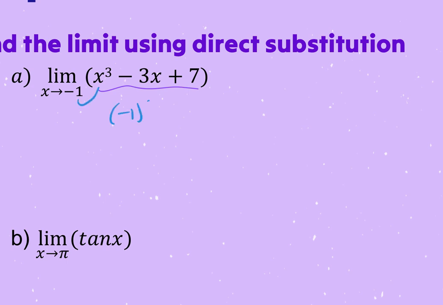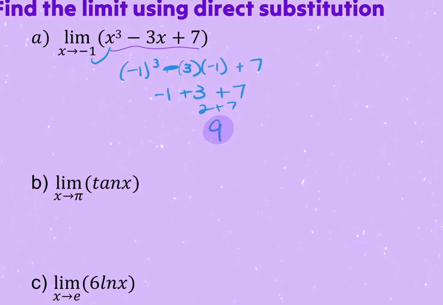So -1 to the third plus 3 times -1 plus 7. What's -1 to the third? -1. 3 times -1. Wait, isn't that a negative? Sorry, -3 times -1. Positive 3. Good. And then plus 7. So I'd get 2 plus 7, which is 9. Go to the next one.